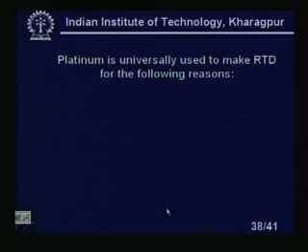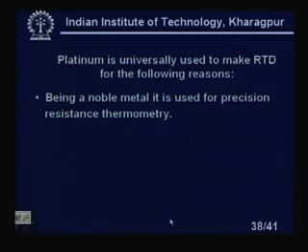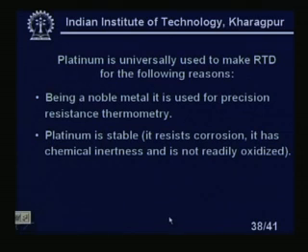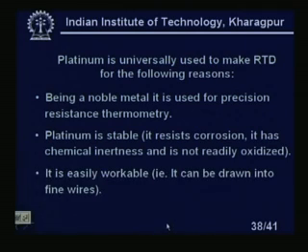Now, platinum, as you know, is universally used to make RTDs for the following reasons. There are some advantages of platinum, which is now the de facto standard. Being a noble metal, it is used for precision resistance thermometry. Platinum is stable, that is another important thing. It resists corrosion, it has chemical inertness, and it is not readily oxidized. It is easily workable, and it can be drawn into fine wires, because to make the wires for the RTD, I have to draw it into wires. So, this is another advantage.